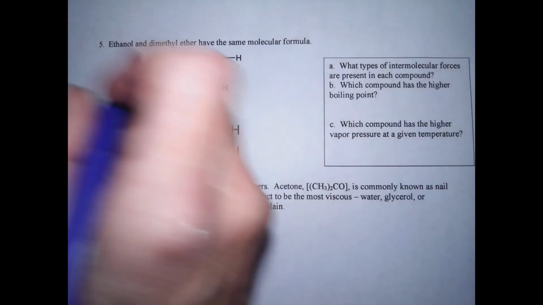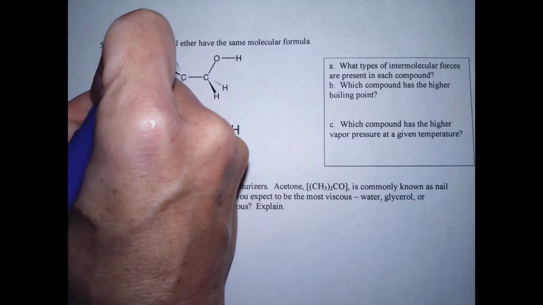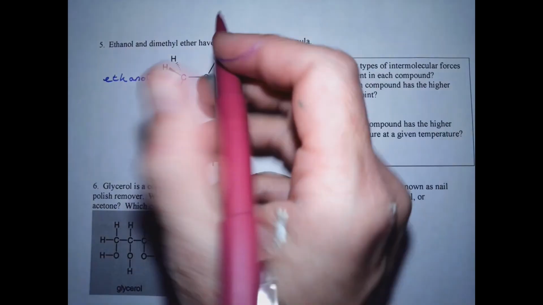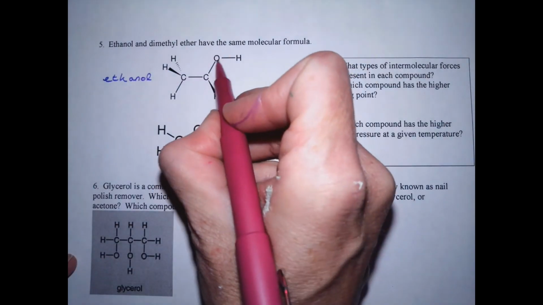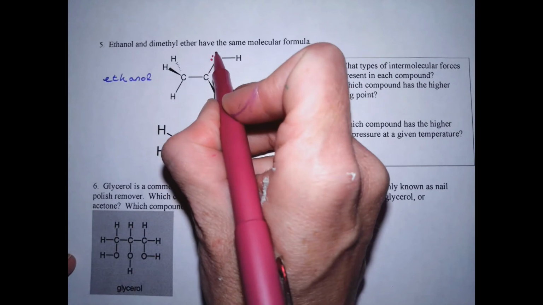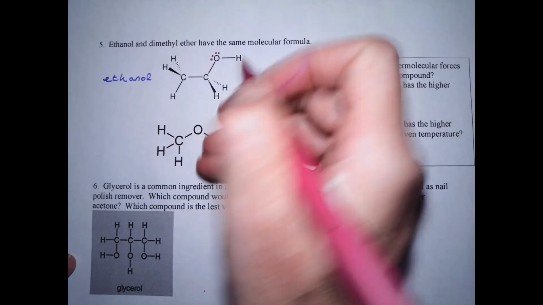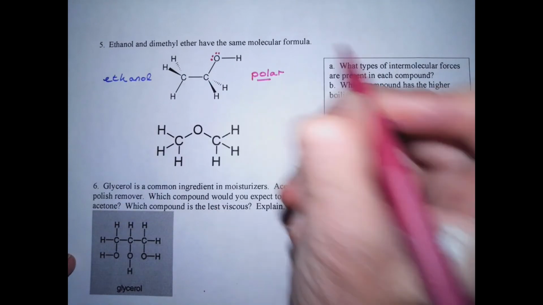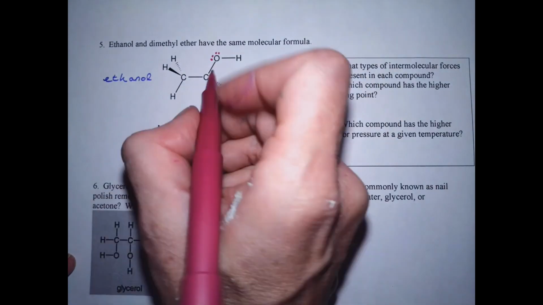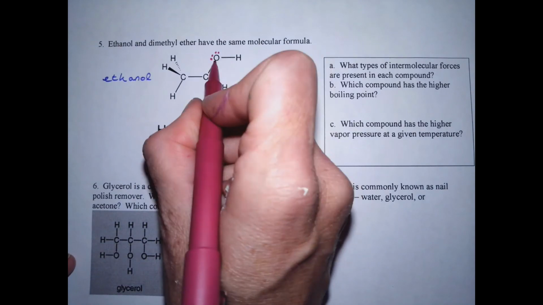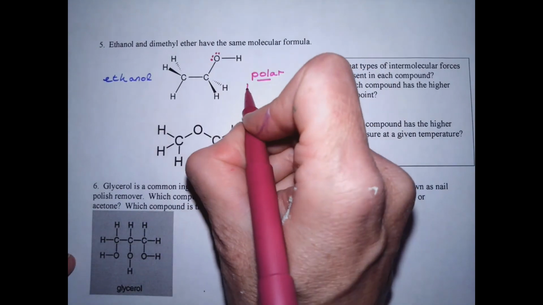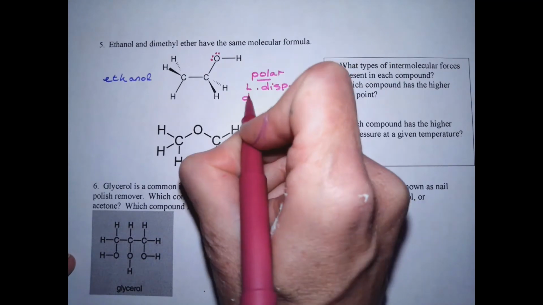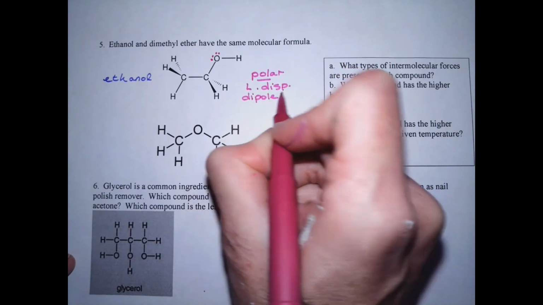This first compound is the ethanol. It has an electronegative oxygen atom, and that causes ethanol to be polar. As a result, and as a result of the fact that there's a hydrogen directly bonded to oxygen, we can list all three intermolecular forces for the ethanol.